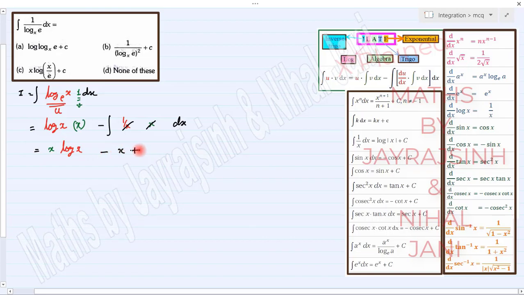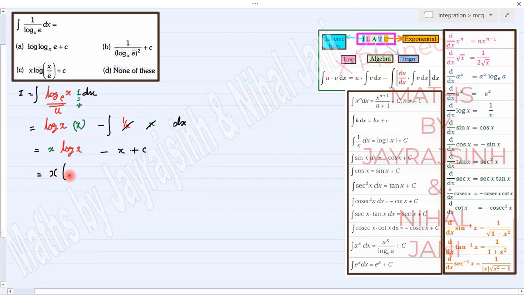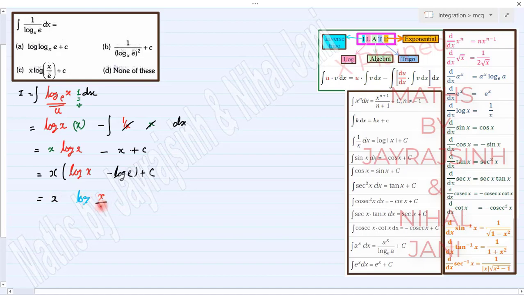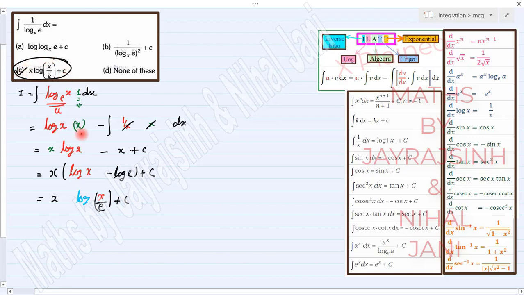your x log x will be as it is, and integration of 1 will be x plus c. There is nothing like this in the options. So for simplification, we can take x common, so we will get x into log x minus 1 plus c. To get the answer within the options, we have to take log e instead of 1. So here we'll get log a minus log b, which can be rewritten as log of a by b plus c, which is given in option C.